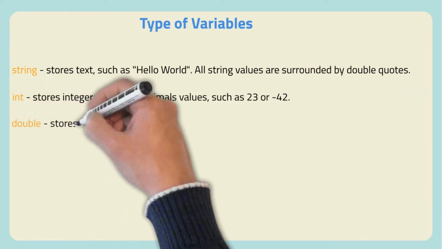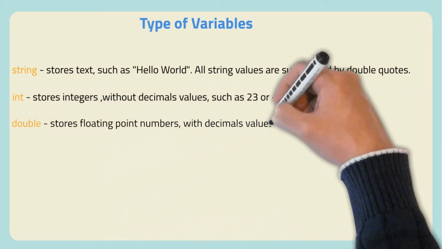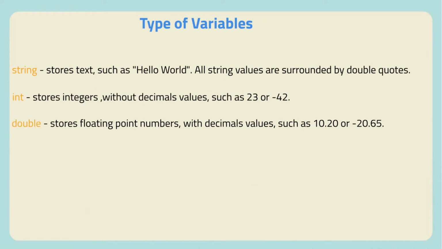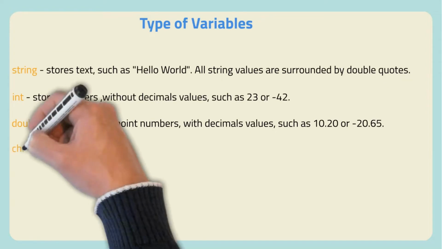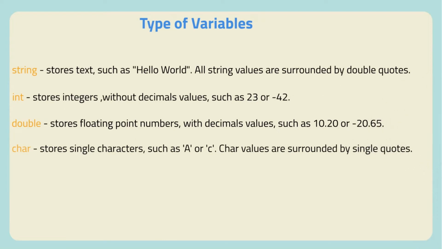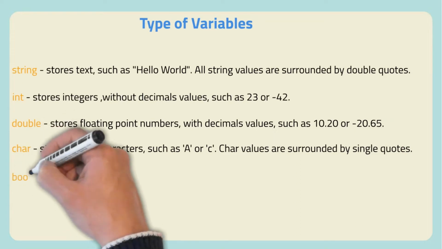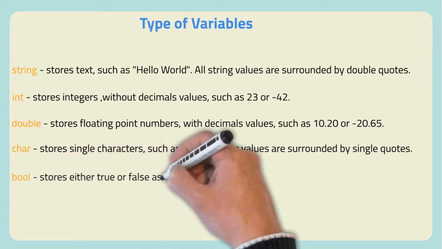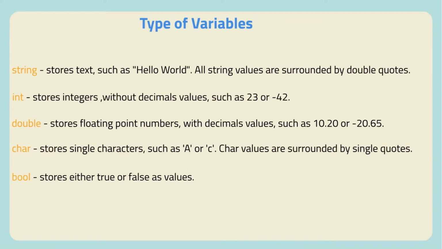Double data type is used to store floating point numbers with decimal values, such as 10.20 or -20.65. Char data type is used to store single characters, such as 'I' or 'C'. Char values are surrounded by single quotes. Bool data type is used to store either true or false as values.